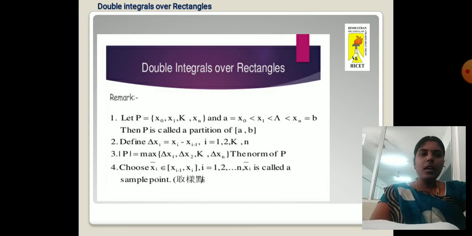See the first note: let P equal to {x0, x1, ..., xn}, and a equal to x0 is less than x1 is less than ... less than xn equal to b. Then P is called a partition of the closed interval [a, b]. See the second note, define del xi equal to xi minus x(i minus 1), i equal to 1 to n. Next the third note, the modulus of P equal to the maximum of del x1, del x2, ..., del xn, the norm of P. Next the fourth one, choose xi bar belongs to [x(i minus 1), xi], i equal to 1 to n. Xi bar is called a sample point.